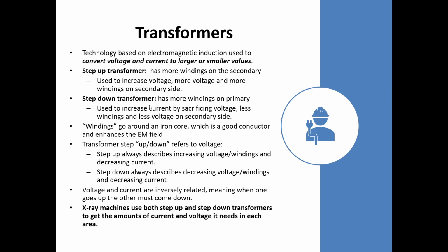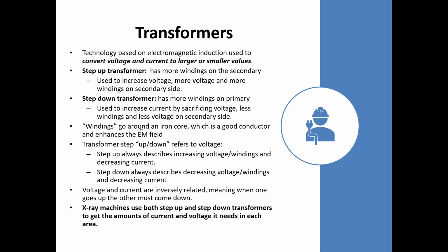And then a step down transformer is the opposite. It has more windings on the primary side. Again, don't worry about that for now. We use that to increase current by sacrificing voltage. So you'll start to see current and voltage are in an inverse relationship. We can give up some voltage to increase our current, or we can give up some current to increase our voltage. So a step-up transformer increases voltage and decreases current. A step-down transformer increases current and decreases voltage. And this one has less windings and less voltage on the secondary side.